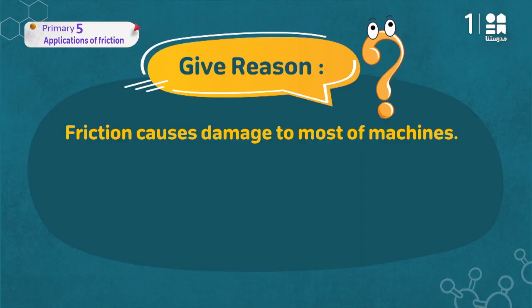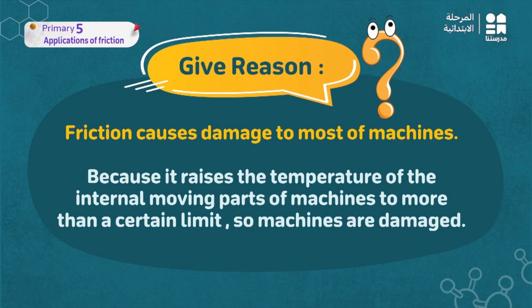طيب. Give reason question. Friction causes damage to most of machines. يبقى ليه بقى بيحصل كده؟ Why friction causes damage to most of machines? Because it raises the temperature of the internal moving parts. بتزود بيحصل increase the temperature. يبقى because it raises the temperature of the internal moving parts of the machine to more than a certain limit, so machines are damaged. Okay?